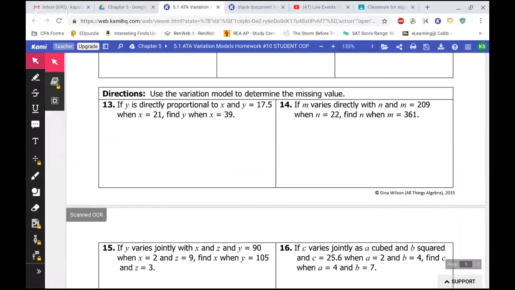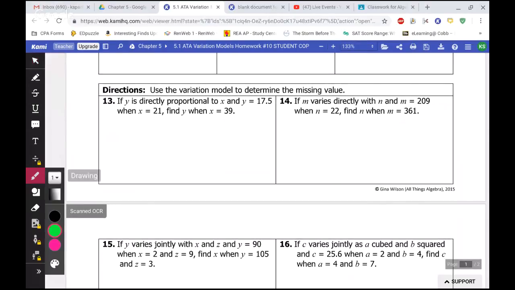If y is directly proportional to x, and y equals 17.5 when x equals 21, then find y when x is 39. Directly proportional and direct variation are pretty much the same thing. I don't know if this is how Miss Wynn did it, but this is what we were doing in class yesterday.